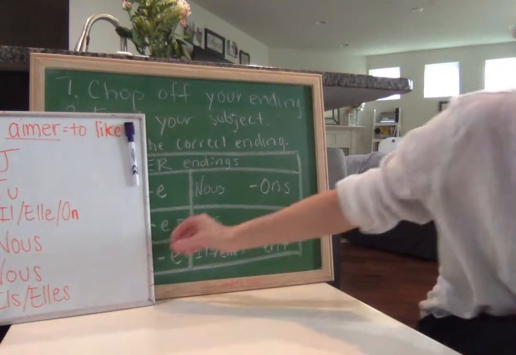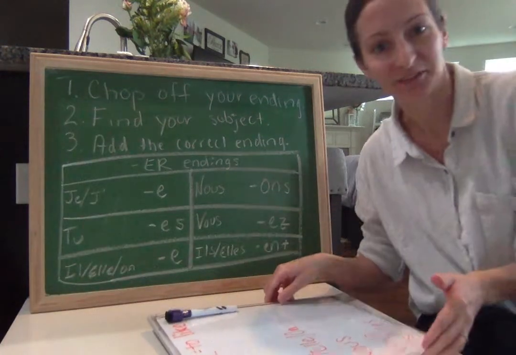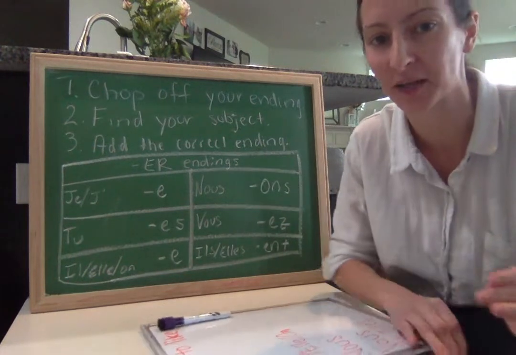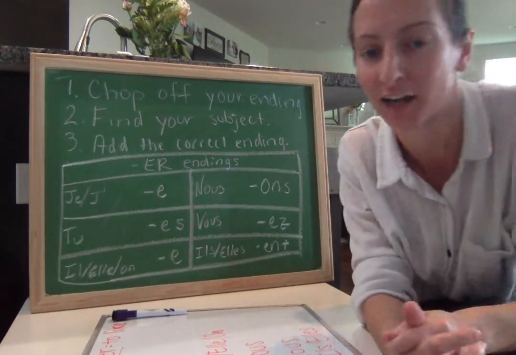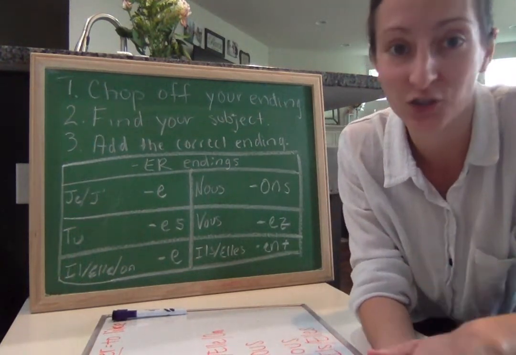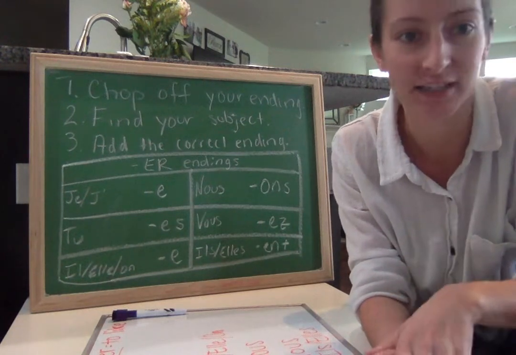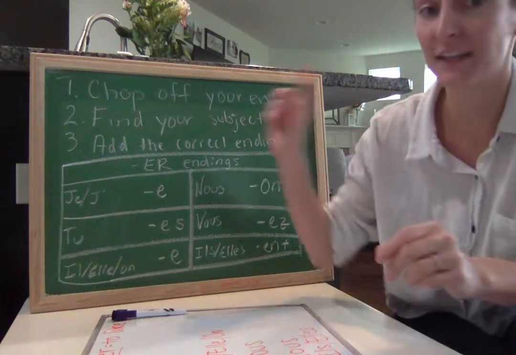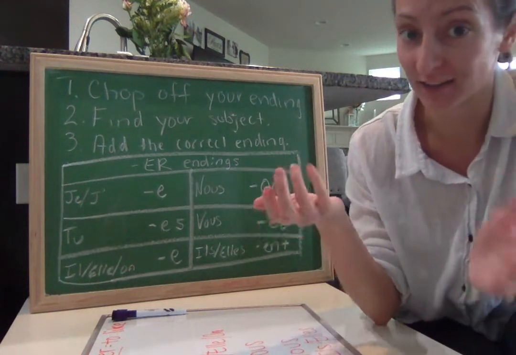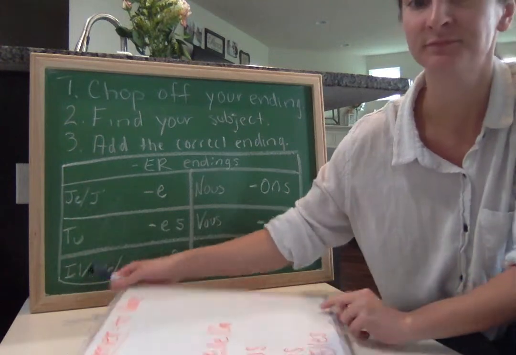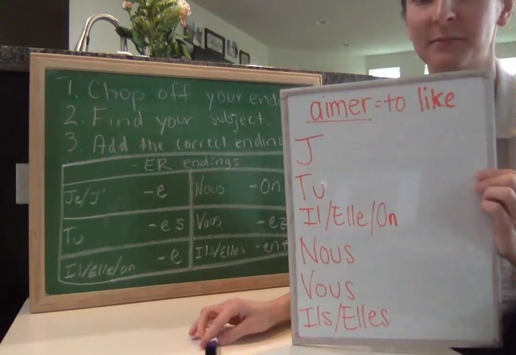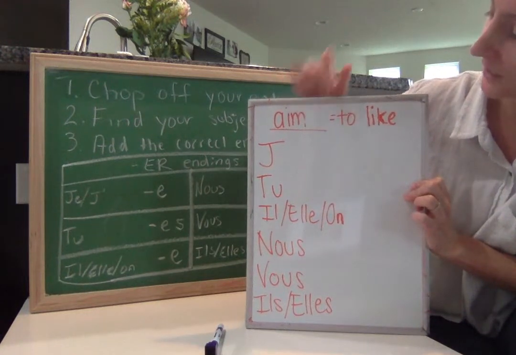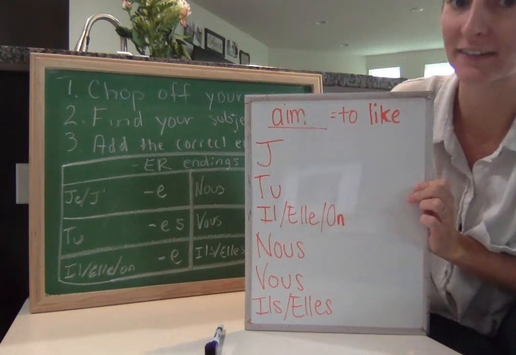So I have here on my lovely chalkboard our 3 steps how we conjugate. And right now we're talking about verbs that end in the letters ER. So that's like danser, jouer, manger, chanter, all those activity verbs that end in ER. Okay? So the first thing we do is we chop off the ER, the last 2 letters. And if we're looking at the verb aimer, which we all are familiar with, it means to like, we chop off that ER, and we're left with AIM, and that's called our stem.